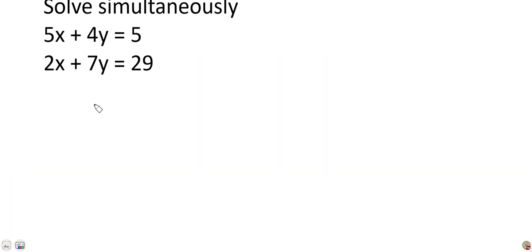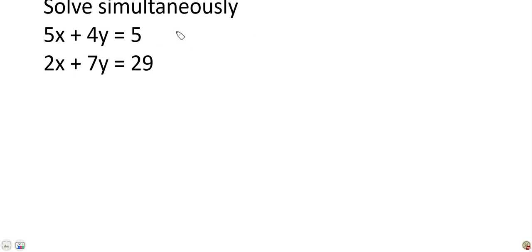And now we come to this one, and again, you can see that the coefficients for y are not really the same. So we have to try and make them the same, and we can multiply the first equation by 7 and the second equation by 4, so that they can be the same. But remember, in doing that, you're not just multiplying the y term, you also multiply the x term and every other number on the other side of the equals.